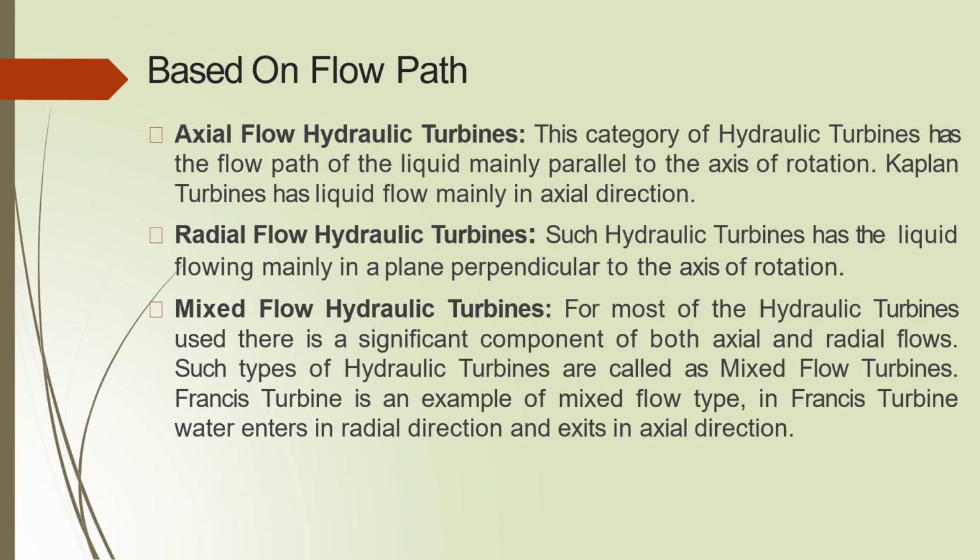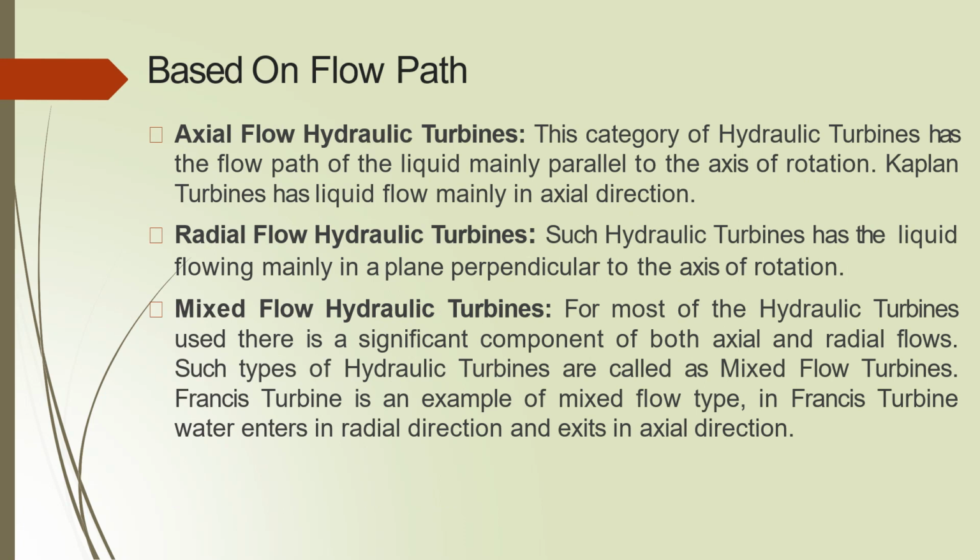How are turbines classified based on the flow path? Here we have 3 types. One is axial flow turbines, second is radial flow turbines, and third is mixed flow turbines. In axial flow, the flow path of the liquid is usually parallel to the axis of rotation, meaning water flows parallel to the axis of rotation. The example for this is the Kaplan turbine.